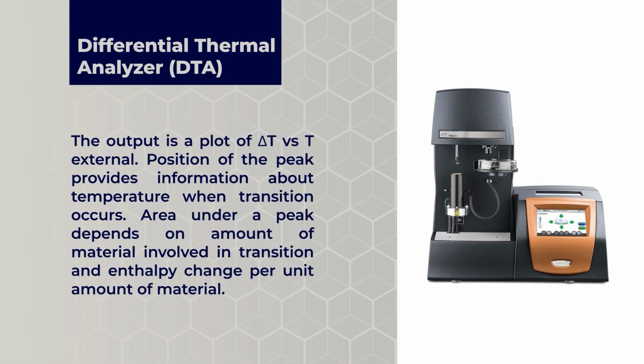The output is nothing but a plot of delta T versus T, which is the temperature which is raised, versus the delta T at each temperature. The area under the peak will tell us about the amount of material which was involved in the transition. And at the point at which the transition is happening, if the peak is on the negative side, it is endothermic. If it is on the upper side, the positive side of the graph, it is exothermic.